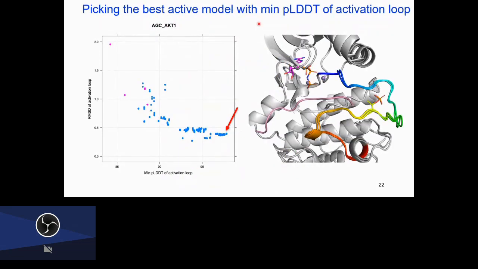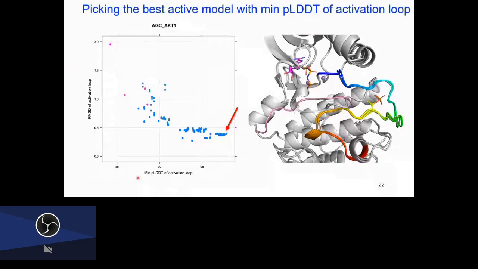And so to pick the best model out of all the models that we make for every kinase, what we do is we measure the minimum value of the pLDDT of all the residues in the activation loop. So just across the 30 residues in the activation loop, what's the minimum pLDDT, and then we assign that as a score of the activation loop.